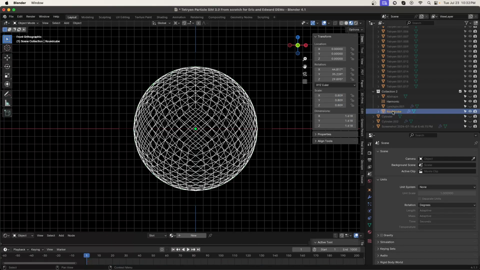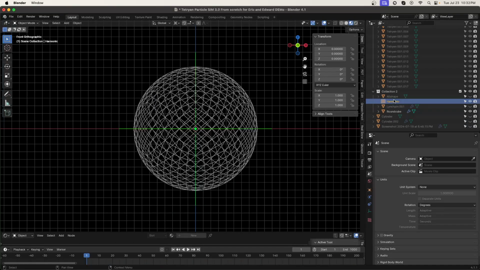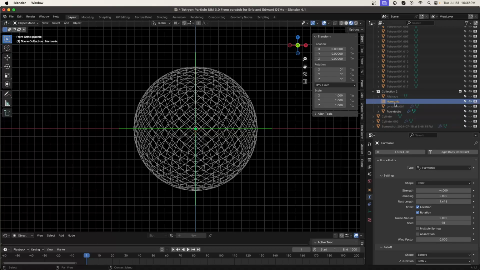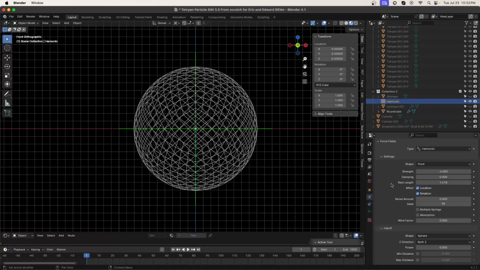All right, so I start with a round cube, and it has a diameter of 1.618. The second thing is to add in a harmonic force, which is a point at the center of the sphere, just a harmonic there with a rest length to match that radius of 1.618.